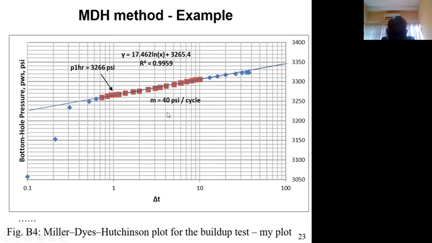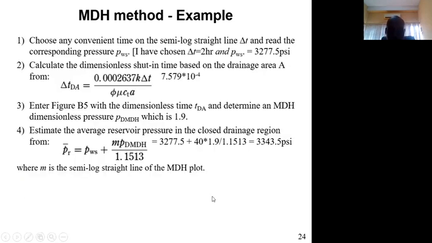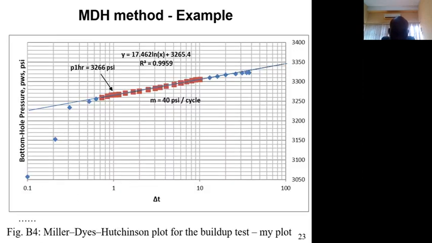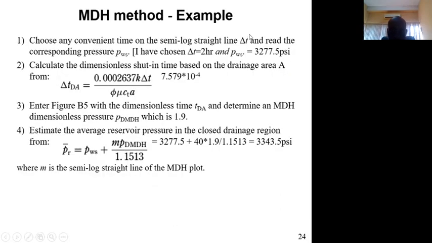One other thing I needed to mention is that getting the permeability and skin uses the same formulas we would have used if it was the MDH, but the difference is that you're plotting your shut-in pressures against shut-in time. So to solve the problem, I have chosen a convenient time of 2 hours. Here, the corresponding pressure is 3277.5. I was able to get the 0.5 because I used the trend line.